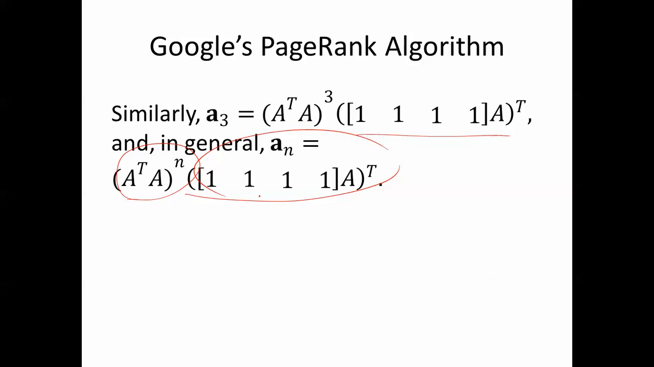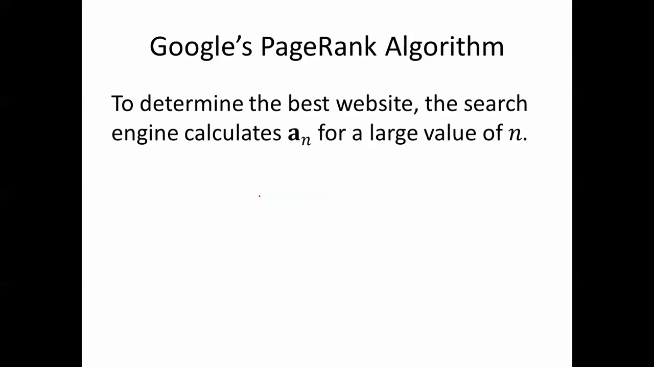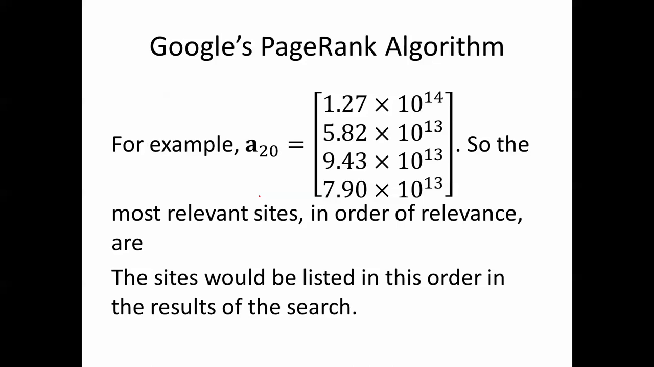That's awesome. To determine the best website, the search engine calculates A sub n for a large value of n. For example, A sub 20 is looking like this. So the most relevant sites in order of relevance are, now be careful, it's easy to look at this and say, wow, 9.43, that's pretty big. Yeah, but look at this. That's 10 to the 14th. The others are 10 to the 13th. So this is the most important one.